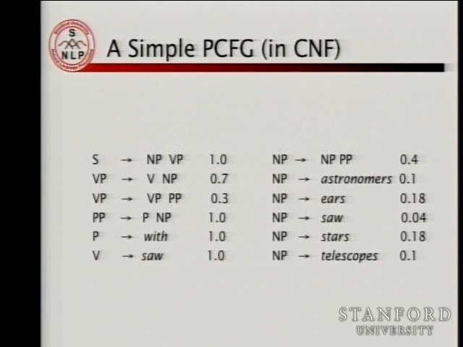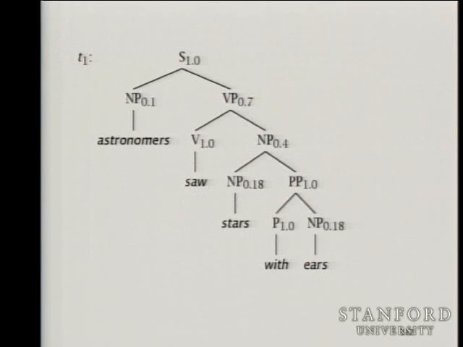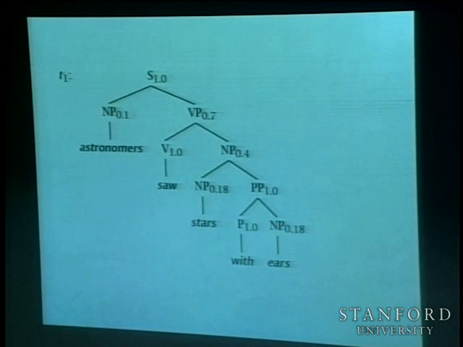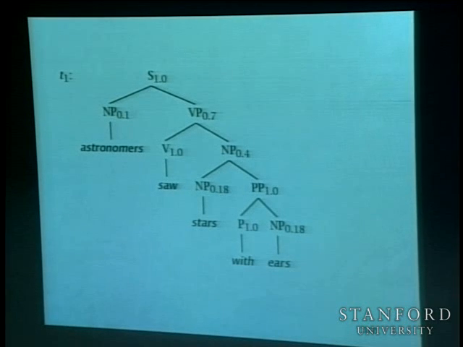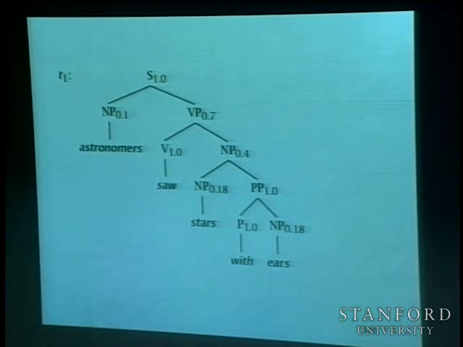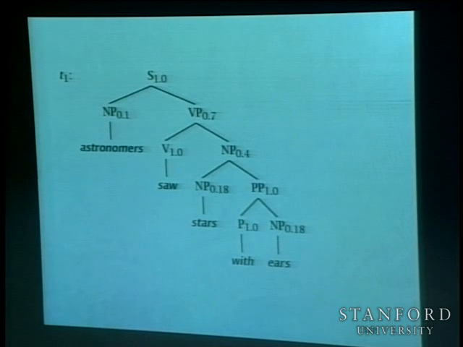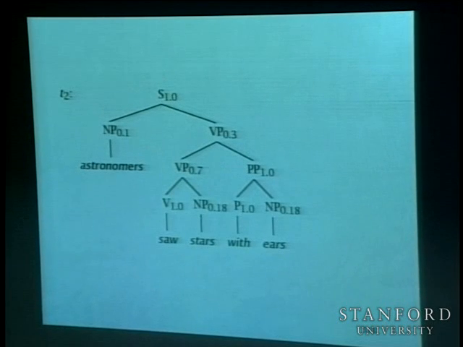And so we have this baby example here of a probabilistic context-free grammar, and the CNF means Chomsky normal form, and I'll come back to what that means at the start of next time. But here's a little PCFG, and so if we have a sentence like astronomers saw stars with ears, this is a possible parse that we can give to the sentence. And I've just written next to each node what the probability of the rewrite of that node was according to the grammar. Then here's the other possible parse of the sentence.